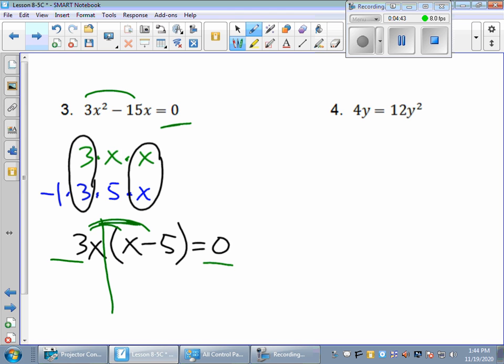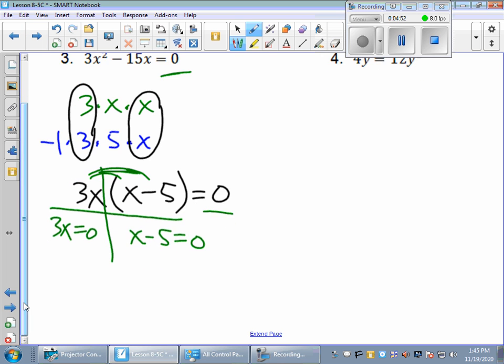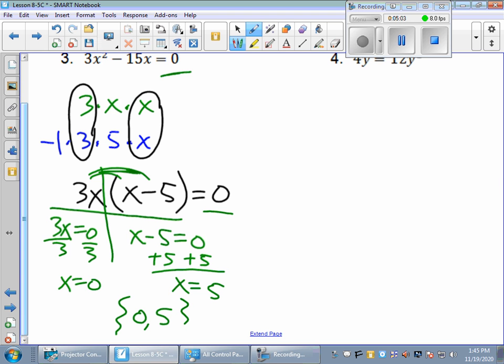So let's tee this up. 3x equals 0. x minus 5 equals 0. So then we want to go ahead and solve these. Divide by 3, we get x is 0. Add the 5, we get x is 5. Final answer here is 0 and 5. All right, let's go back up there to number 4.